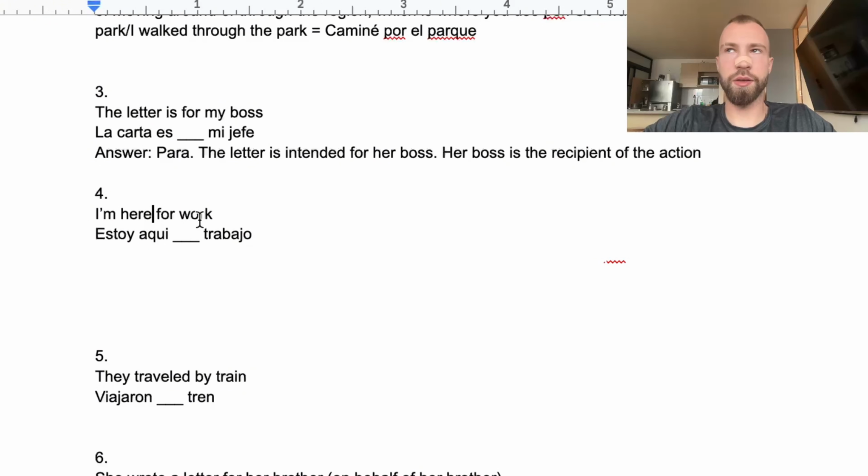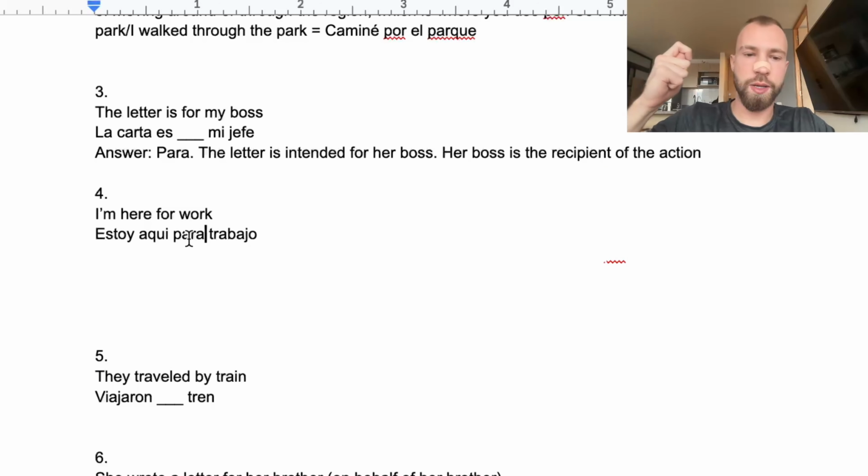So you might be thinking, here for work, that's the intention or the aim is work. Estoy aquí para trabajo, if you were to say para trabajo, would make sense grammatically, but it would just be a different context. This would mean I'm here for the purpose of working. Like if you show up to a restaurant with a resume in your hand and you say estoy aquí para trabajo, you're looking for work. Your intention is to find work.